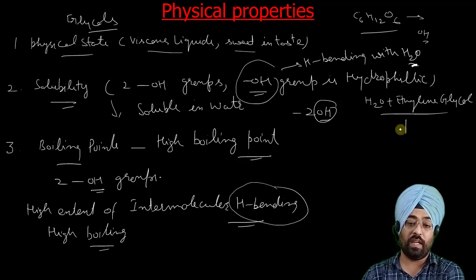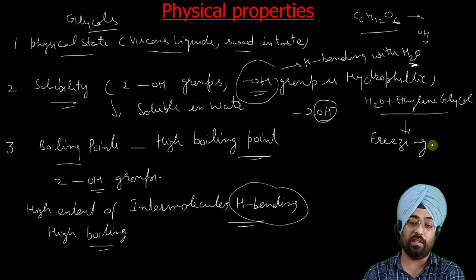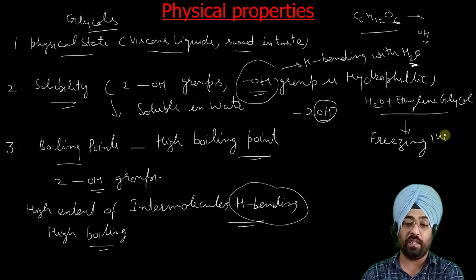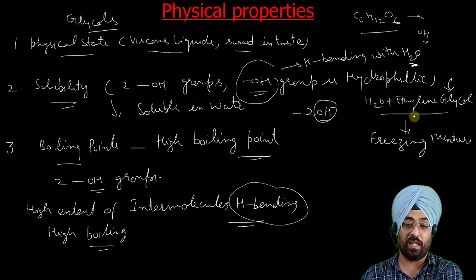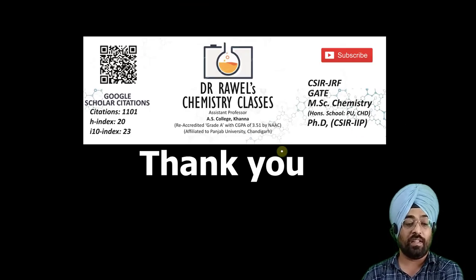is used as a freezing mixture. Please remember it, it is a question of general knowledge. The mixture freezes at very low temperature, so it can be used as a freezing mixture, water plus ethylene glycol, and it is highly used in chillers, which are used to chill water. So that was all for today.